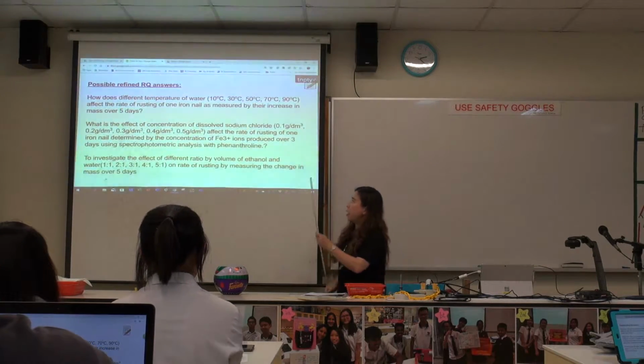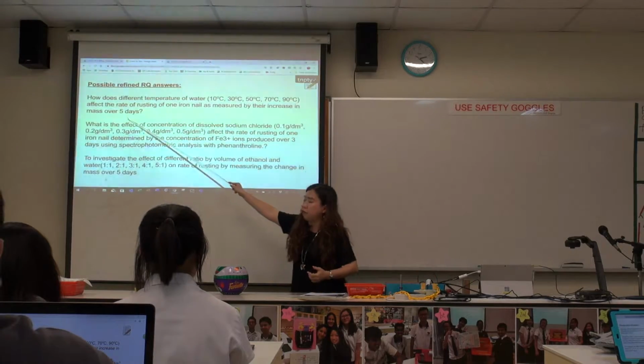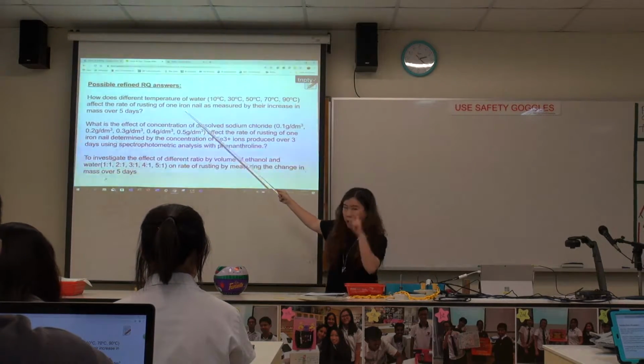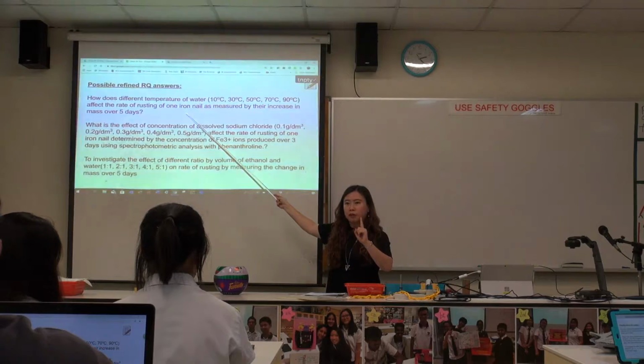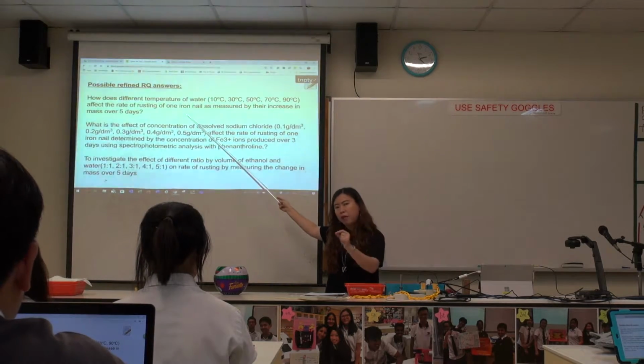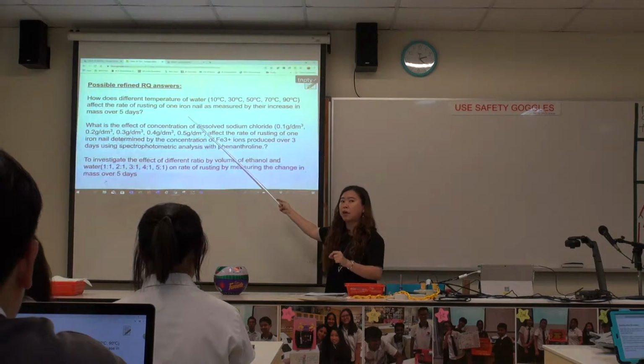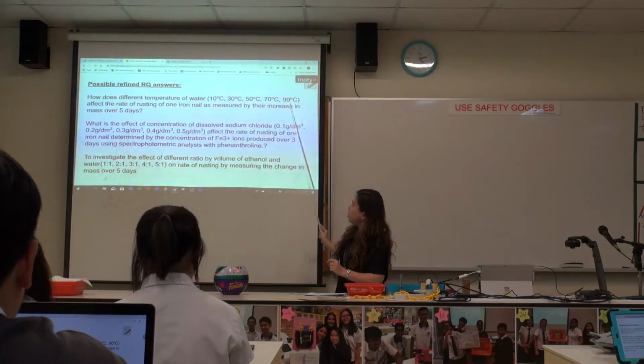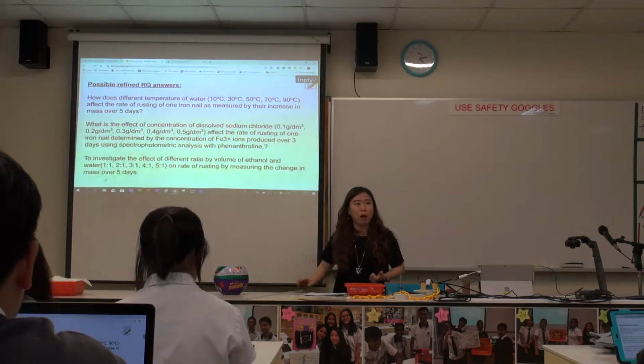I was wrong, but I can write average rate for 5 days. That's fine. 1 nail. Why is the number of nails very important? Because it affects your control, your constant variable. So bring in a bit of a constant variable if you can into your RQ as well. Finally, measure by the increase in mass over 5 days. So that's one possible one.